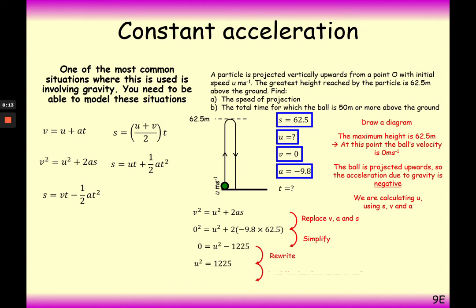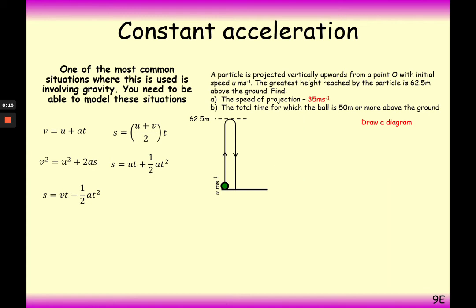We're going to take our positive u of 35 meters per second, and then next part we're trying to find the total time for which it's 50 meters or more above the ground. The way we do this, we can work out the times at which it is exactly 50 meters above the ground. There'll be two: one on the way up and one on the way down, and the duration for which it's above 50 meters is just the difference between those.